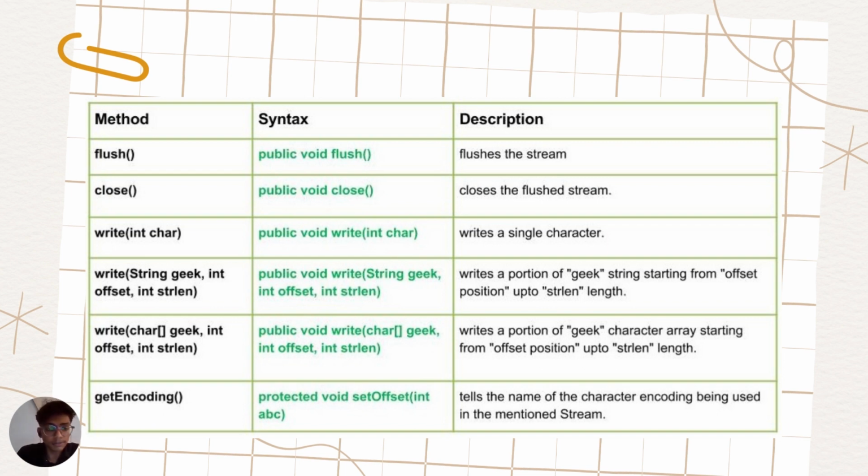Close closes the stream, flush flushes the stream, while write writes a single character, and then we have a few other writes, which are writes for strings and int strings. So each has a specific use. And then next we have getEncoding, which tells the name of the character encoding being used in the mentioned stream. So now let's go to NetBeans and we'll see the code for our output stream writer.